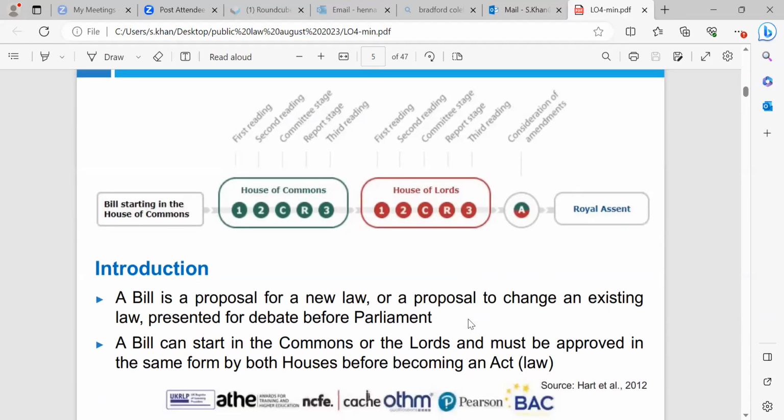A bill is a proposal for a new law or a proposal to change an existing law, presented for debate before Parliament. A bill can start in the Commons or the Lords and must be approved in the same form by both houses before becoming an act. And it's quite a rigorous process because it has to go through the same process for both the House of Lords and House of Commons. So it goes through two processes, but obviously then it goes through scrutiny as well.